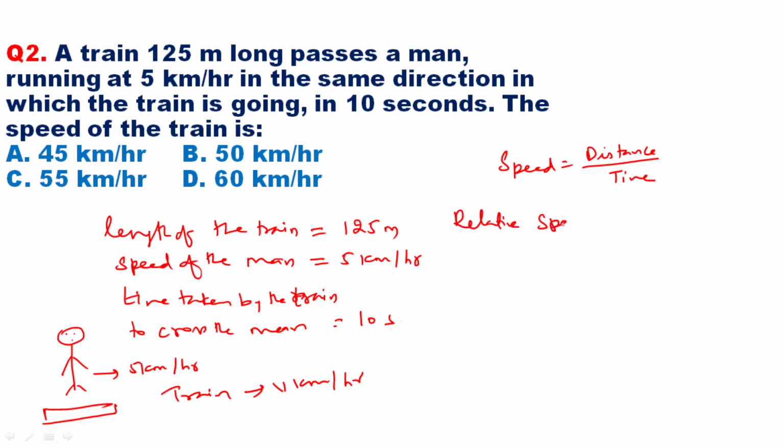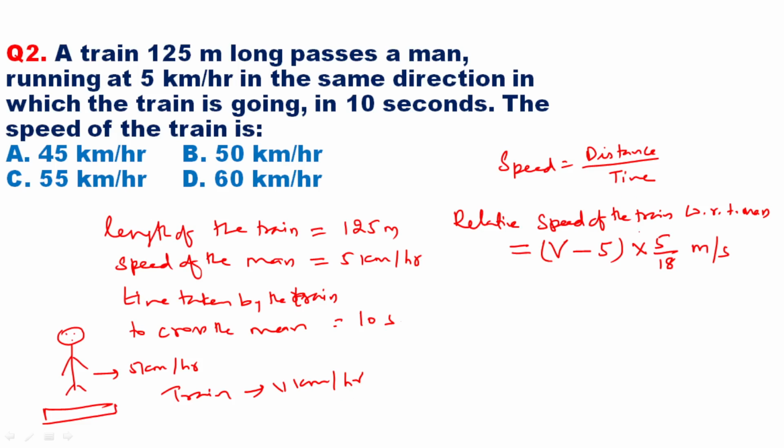Relative speed of the train with respect to the man will be equal to v, which is the speed of the train, minus the speed of the man. As it is given in kilometer per hour, we need to convert it into meter per second, multiplying by 5 by 18. Now it is converted into meter per second, whereas v is in kilometer per hour only.